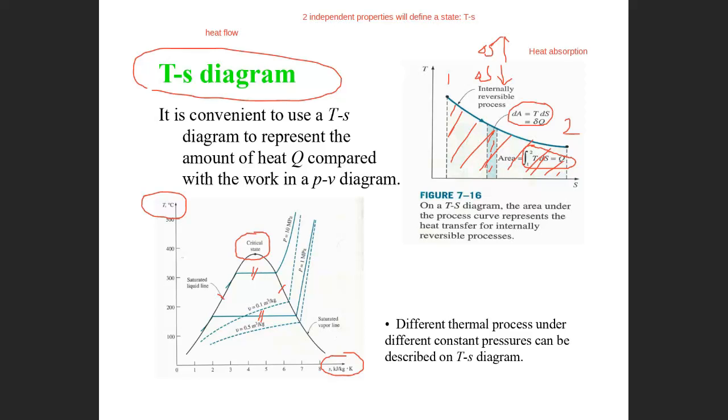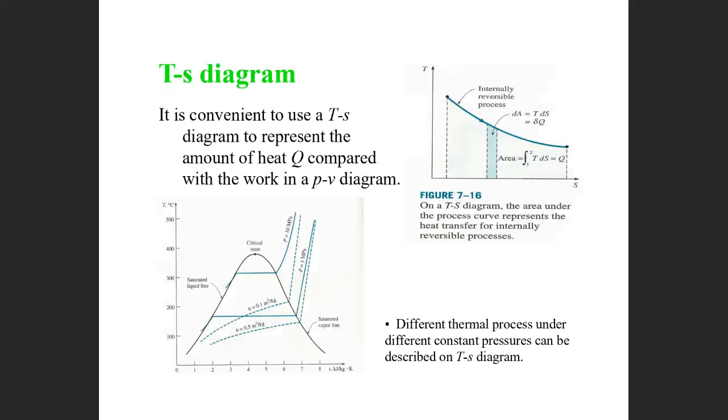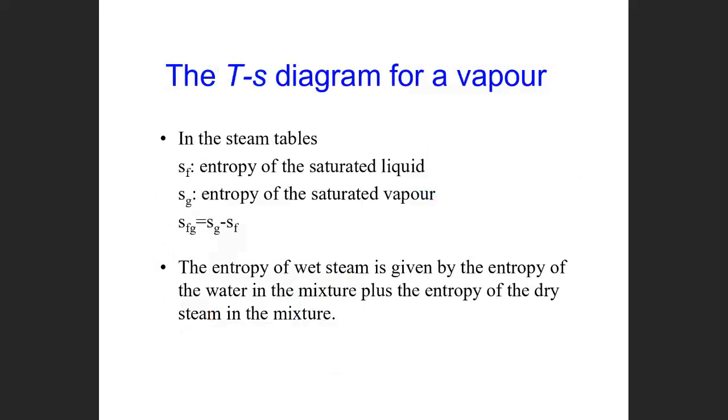And we can see the different thermal processes at different constant pressures can be described on the temperature-entropy diagram. We also need to understand that for different pressures, the distance of the horizontal line is different. Let's understand the difference, which is usually from the steam tables.